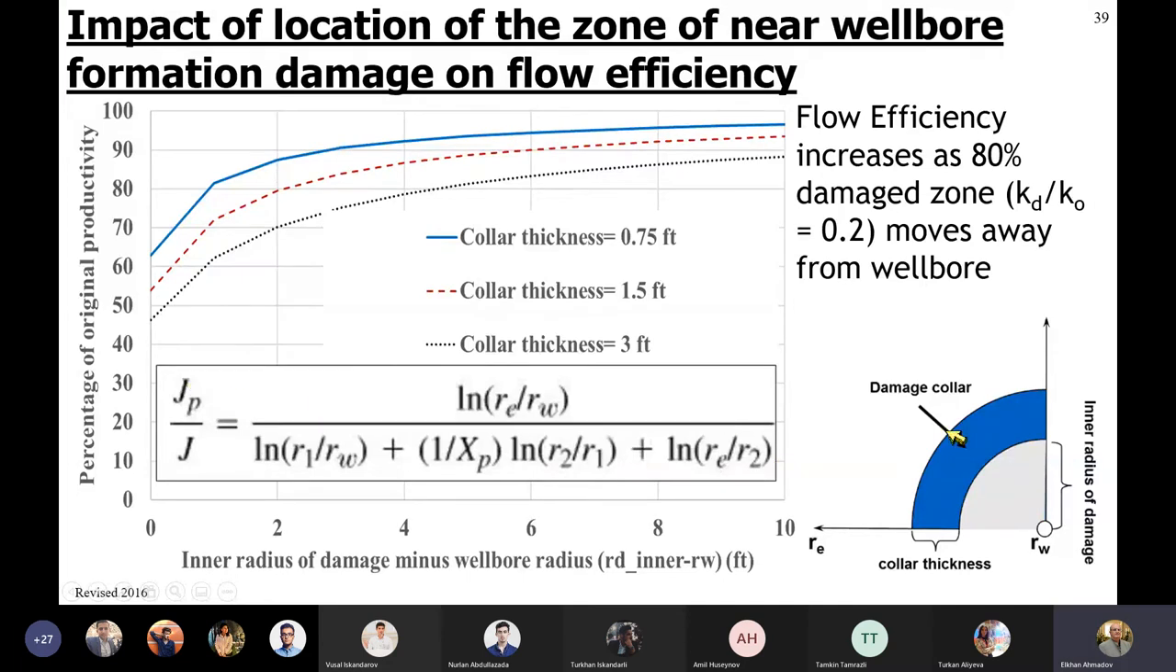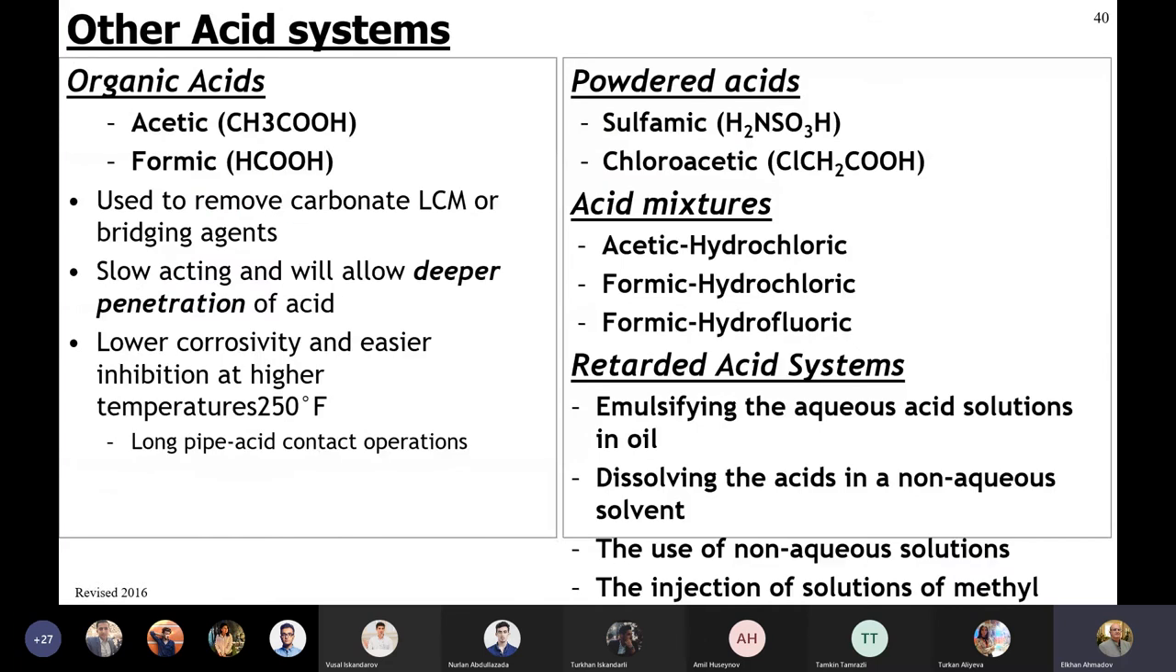Okay, there are some other acid systems like organic acids, acetic and formic acids. They are used to remove carbonate, LCM, or bridging agents, mainly for drilling fluid damage removal. They are slow acting and will allow deeper penetration of acid, so it may remove the damage at deeper depths, with low corrosivity and easier inhibition at higher temperatures above 250 Fahrenheit.